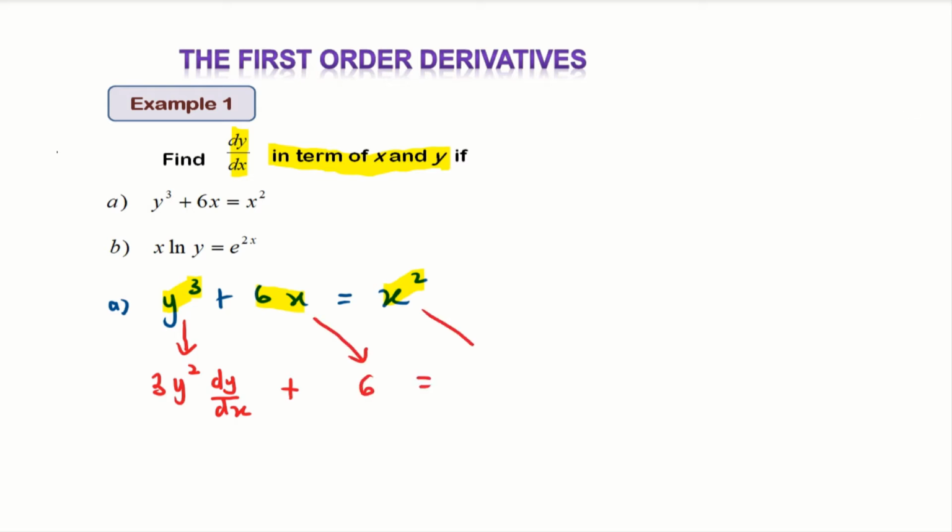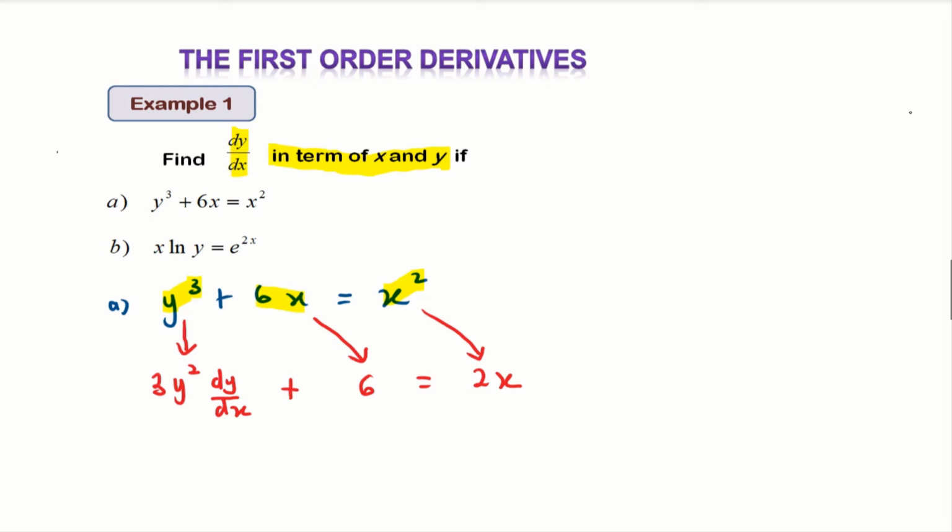and then we differentiate x square, we get 2x. Okay, so jadi kita differentiate y cube macam kita differentiate x, tapi kita kena letak dy dx. So jadi 3y square darab dy dx, and then tambah differentiate 6x, we get 6, and then we differentiate x square, we get 2x. So jadi this is complete differentiation.